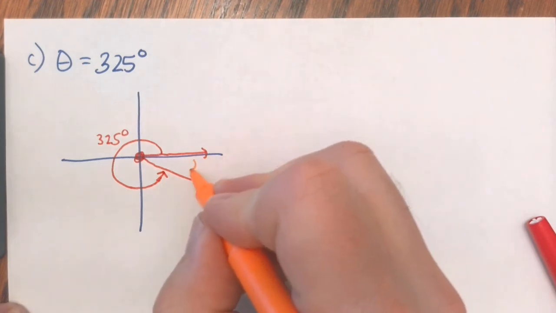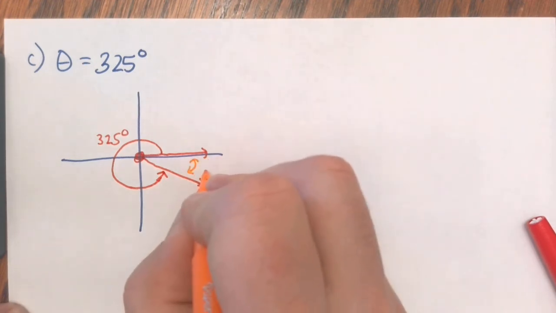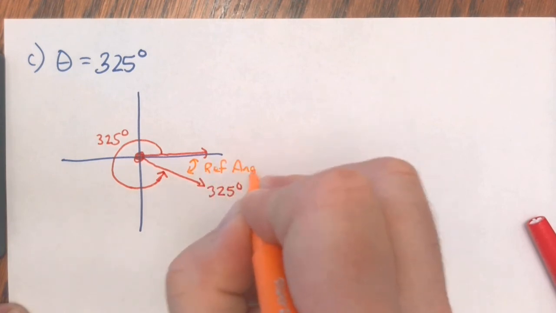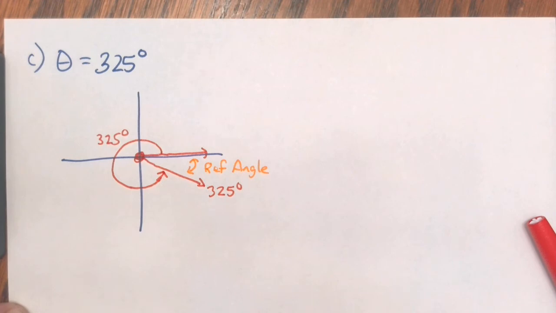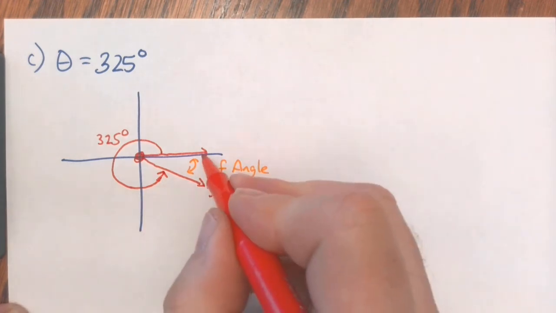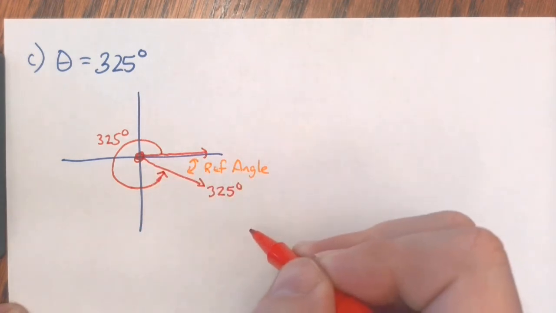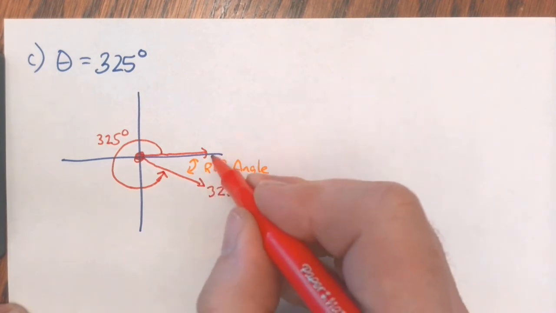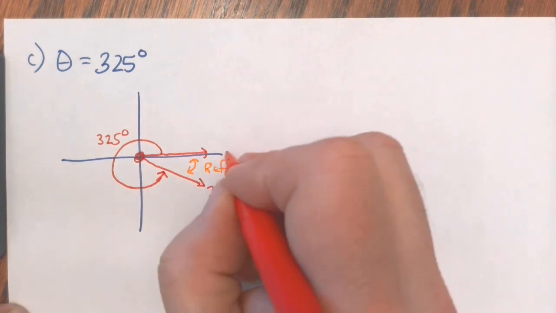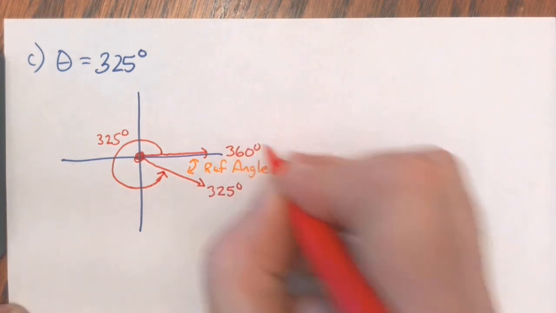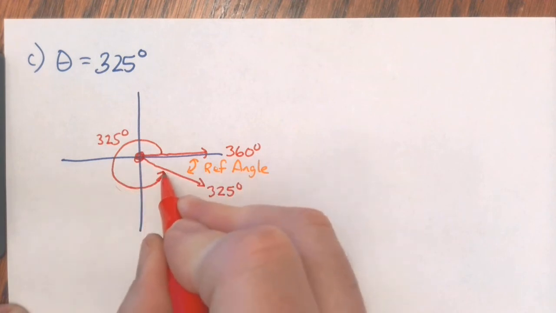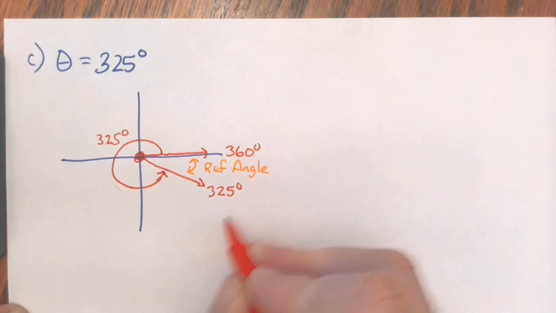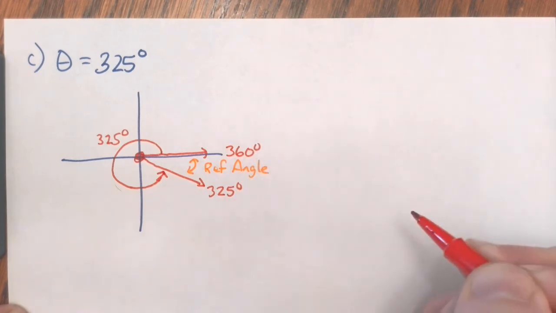Our reference angle is the measure of the angle between that ending position and the x-axis. The x-axis here, I could say it's 0 degrees, 360 degrees, 720 degrees. We want to do the one that's closest to 325, so that is 360 degrees. So if I go around to here, that's 325. The angle that's remaining would get us all the way around to 360. So here are the two angles I need to subtract.